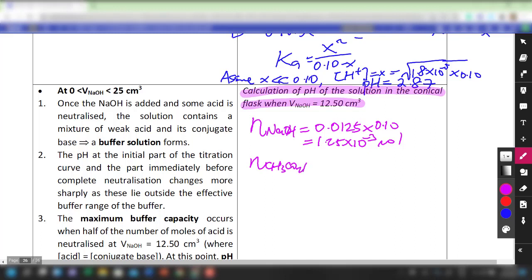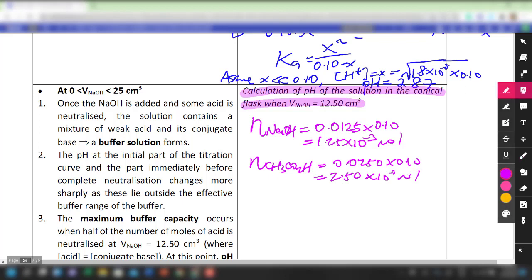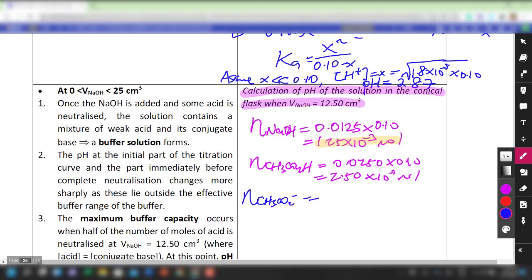The initial amount of ethanoic acid will be 0.0250 times 0.10, which is 2.50 times 10 to the power minus 3 moles. You notice that when I add 1.25 times 10 to the power minus 3 moles of sodium hydroxide, the number of moles of ethanoate produced will therefore be 1.25 times 10 to the power minus 3 moles. And this will also be the amount of ethanoic acid remaining.